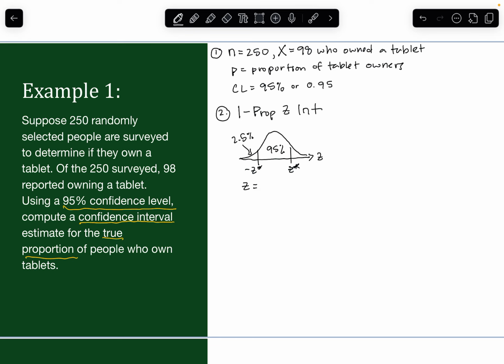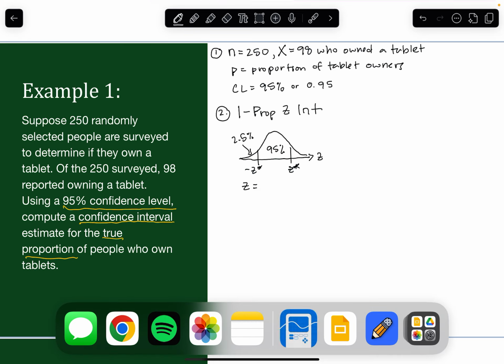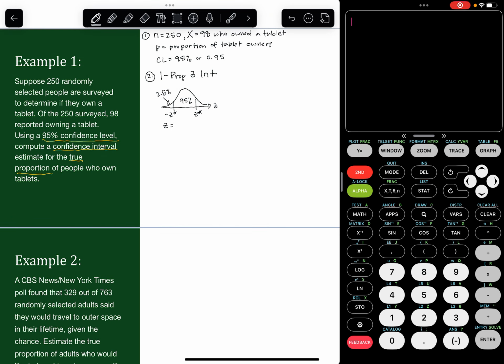And we know to get that z star, we're doing an inverse norm command. So we come over to our calculator, second, vars, option 3, 0.025, 0, and 1. And that's 1.959, so 1.96.